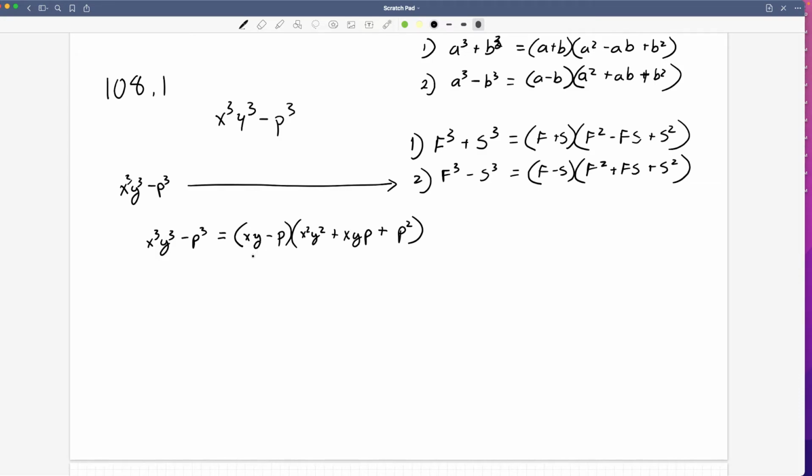Without having to do any division or any math, we can see how this lines up, right? All right, so let's do another one. Let's do 108.2. All right, so let's see. What does that say?